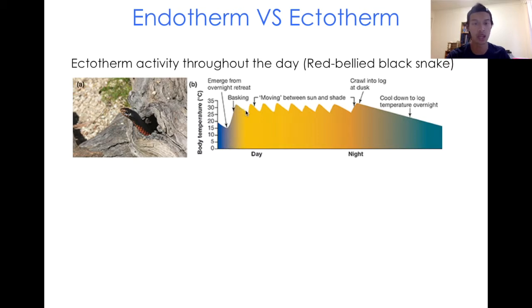It will slowly lose energy, and then it will move back into the sun, gain energy, and it will periodically do that throughout the day in order to maintain its temperature within that range of roughly about 25 to 35 degrees Celsius. And then at dusk it will crawl into a log or some sort of shelter, and then the body temperature starts to drop again throughout the night, and then resuming the next day, it will go back into the sun again. So you can see there, that's the ectothermic nature and the poikilothermic nature of that fluctuation throughout the day, and then a larger fluctuation throughout the night.